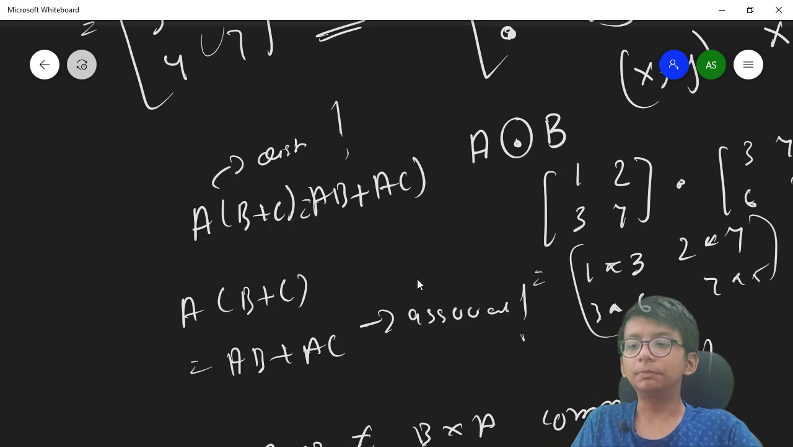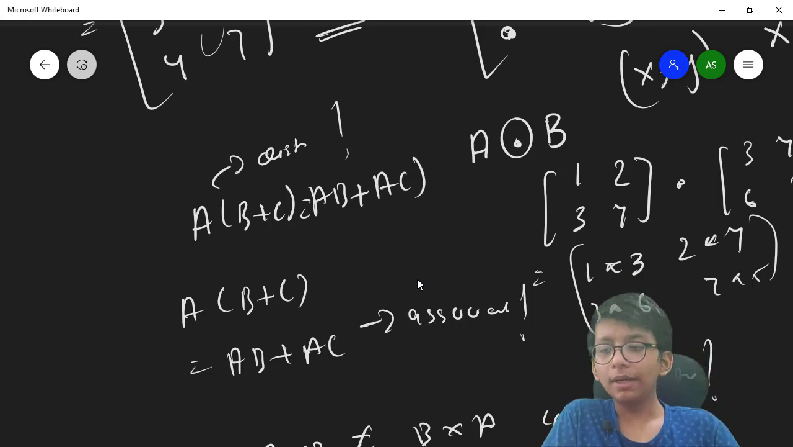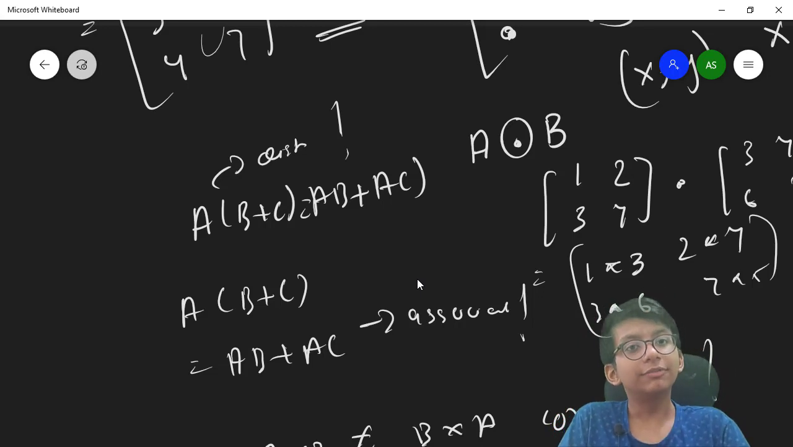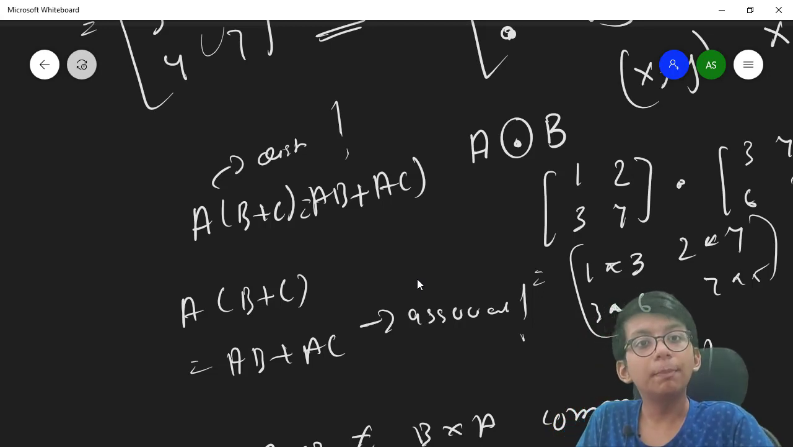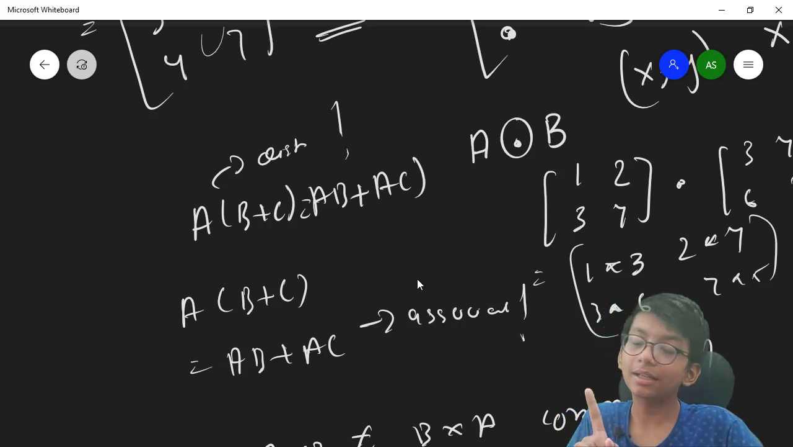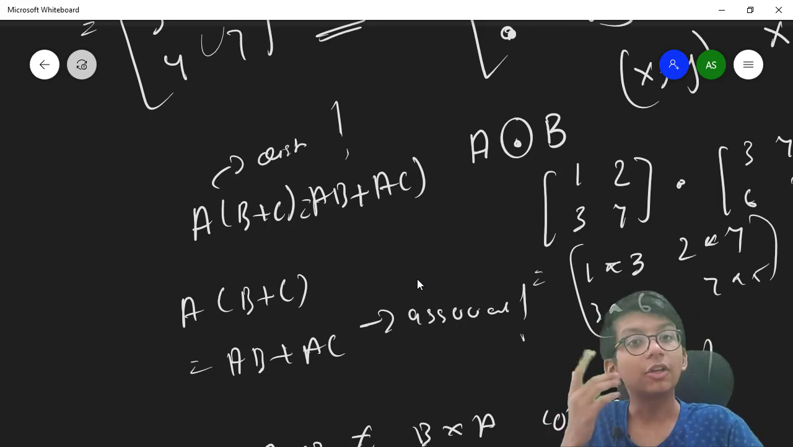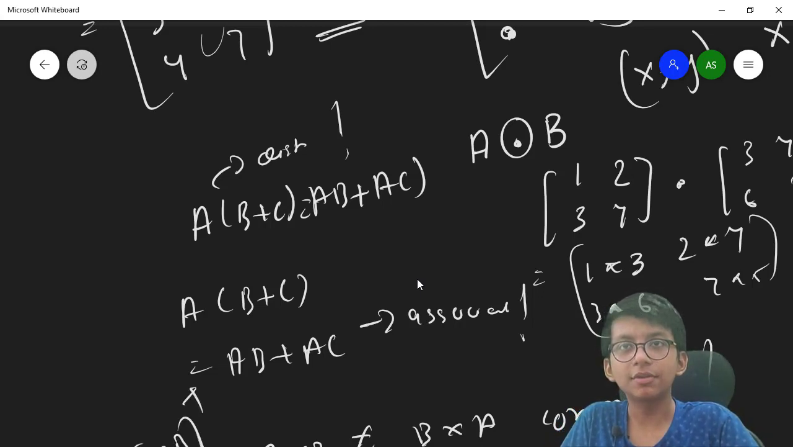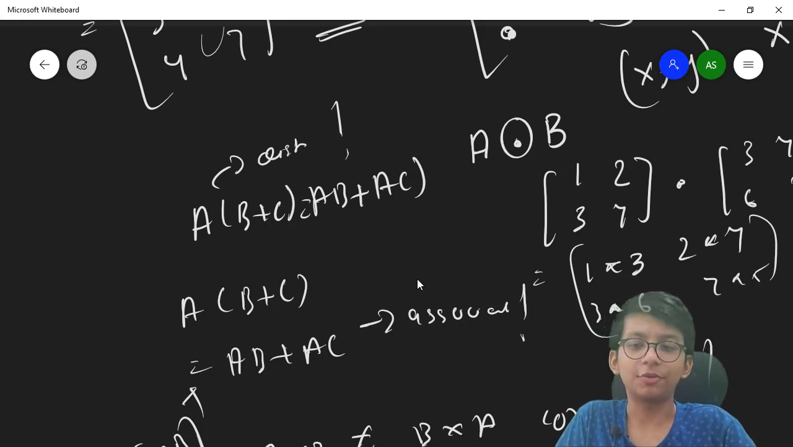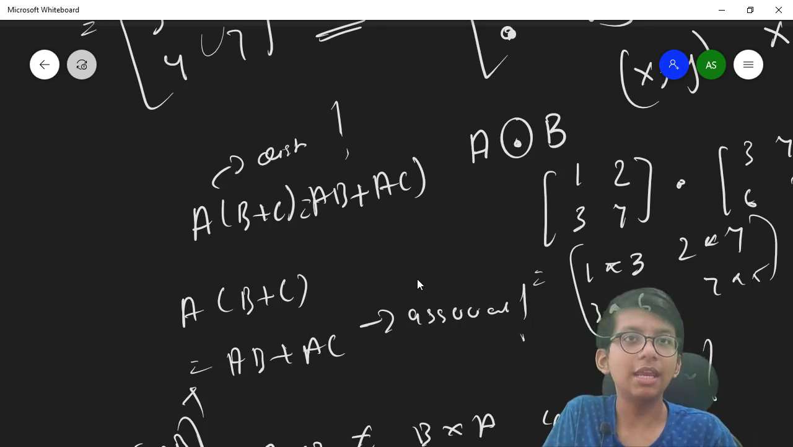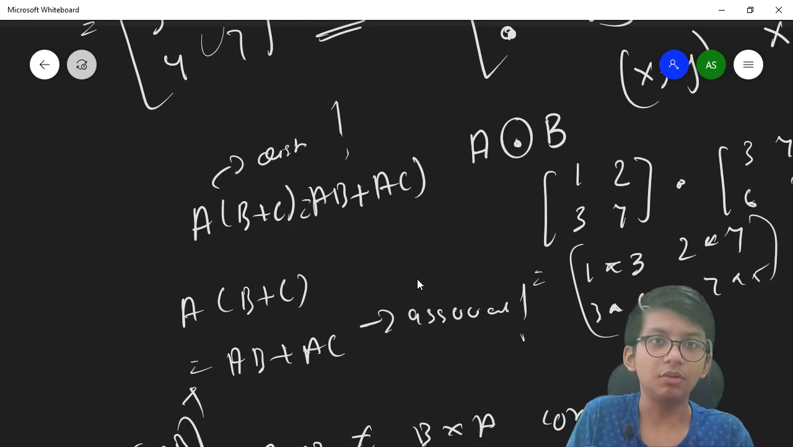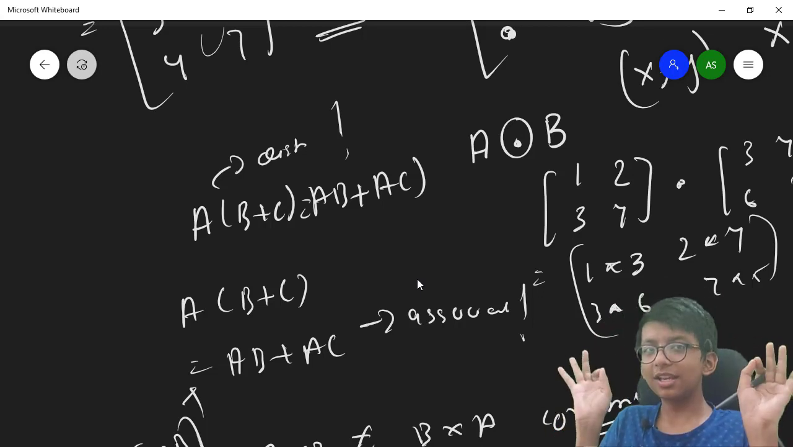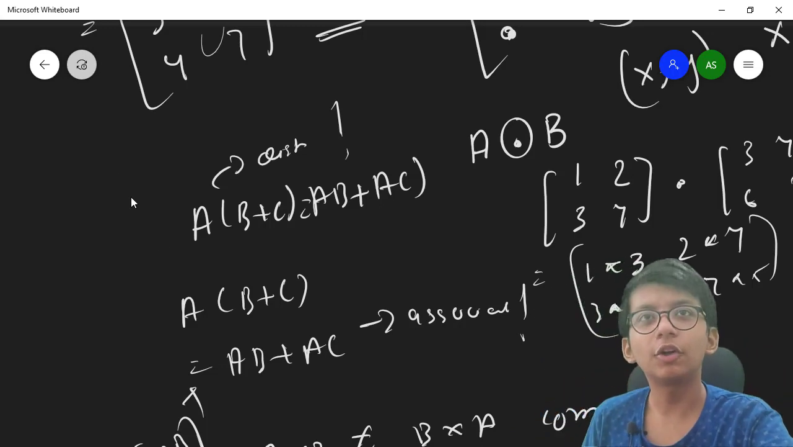But the dot product between two vectors is commutative. That's the basic thing. You can also write that (AB) transpose equals B transpose A transpose. These are some of the basic properties that you need to know for machine learning or deep learning.